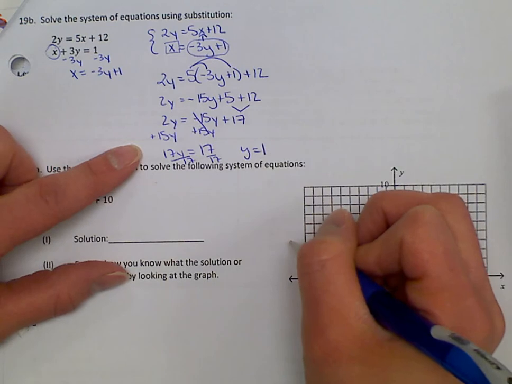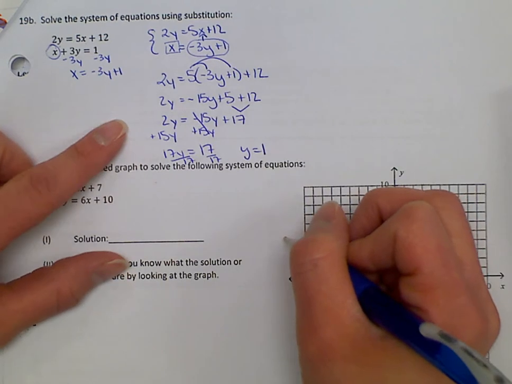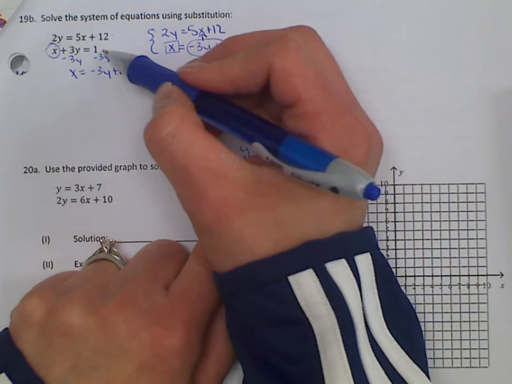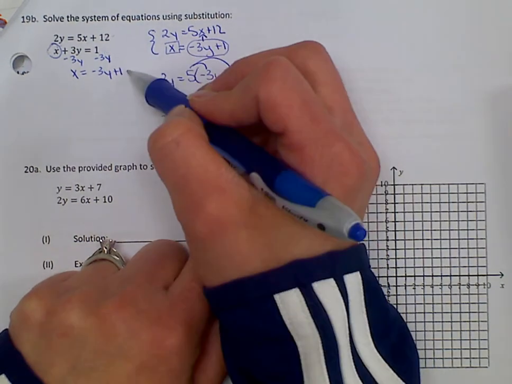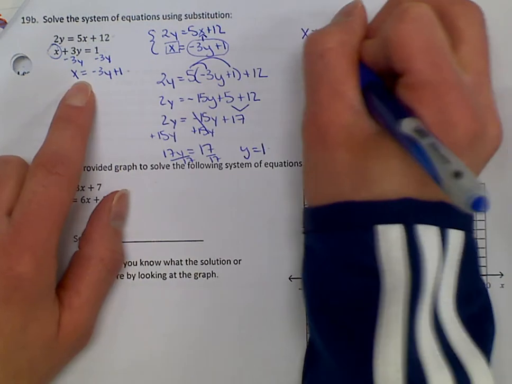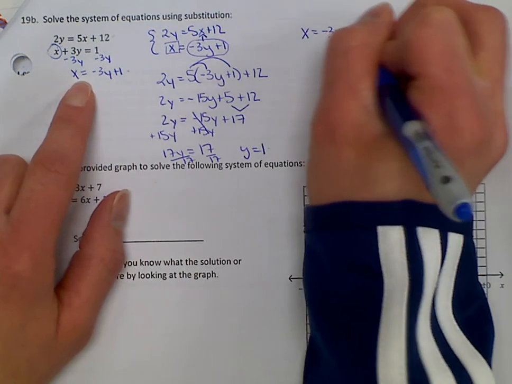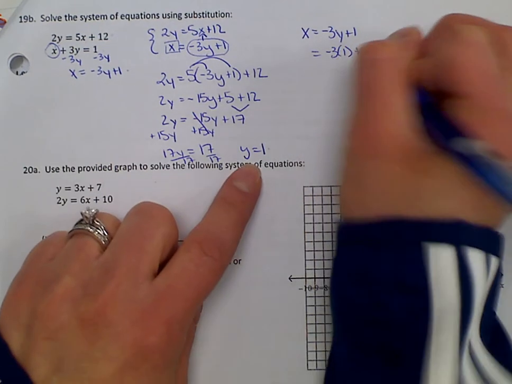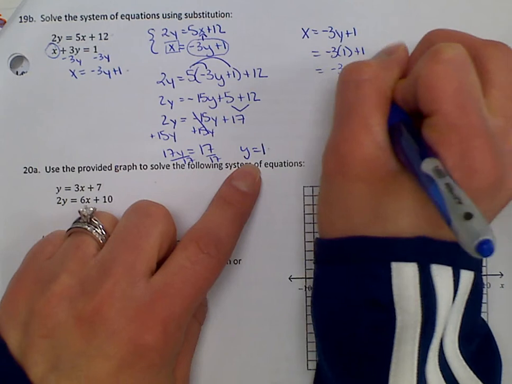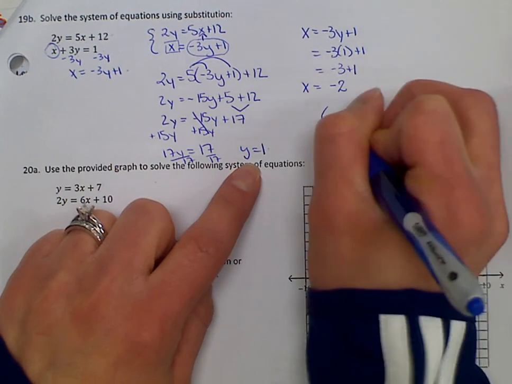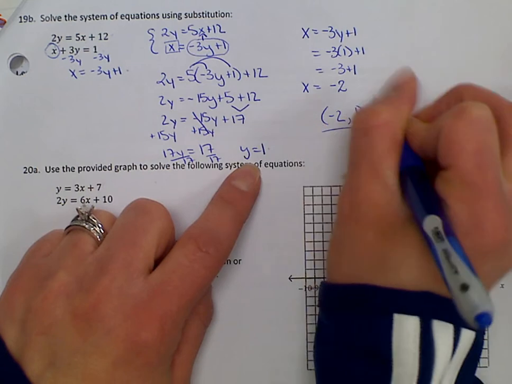Now to continue solving, I can substitute the 1 into the first equation, the second equation, or even the rewrite of the second equation. I'm actually going to use the rewrite. So I'm going to plug in 1 for y. We get negative 3 plus 1. So we get that x equals negative 2. So our solution is negative 2, 1.